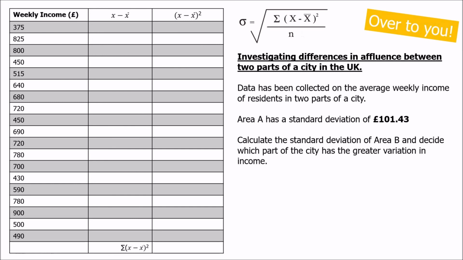Area A has already been done for you, and the standard deviation of Area A is £101.43. So on average, salaries vary by £101.43 within Area A. You've got the data on your worksheet and on the screen here for Area B. What you need to do, work through the standard deviation calculation and then come to the decision about which area, Area A or B, has the greater variation based on the result that you get in this test.